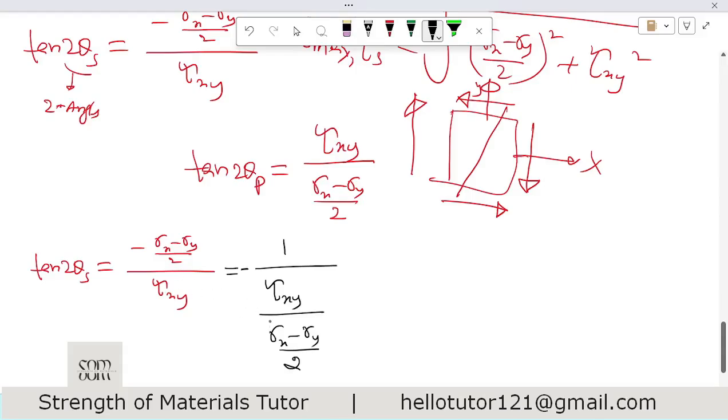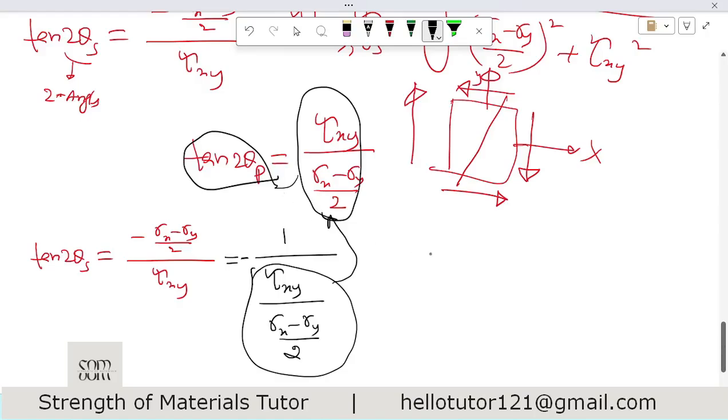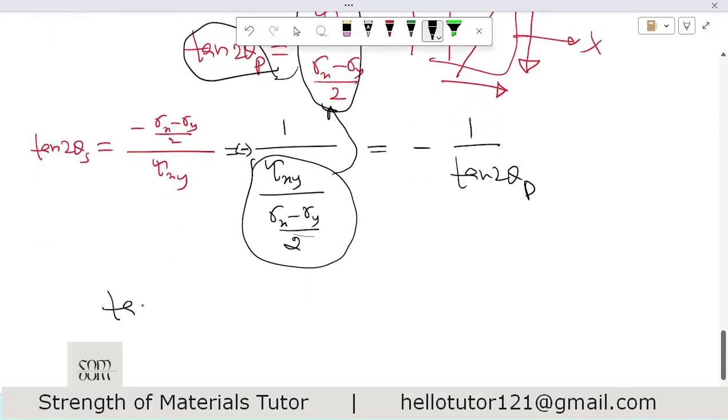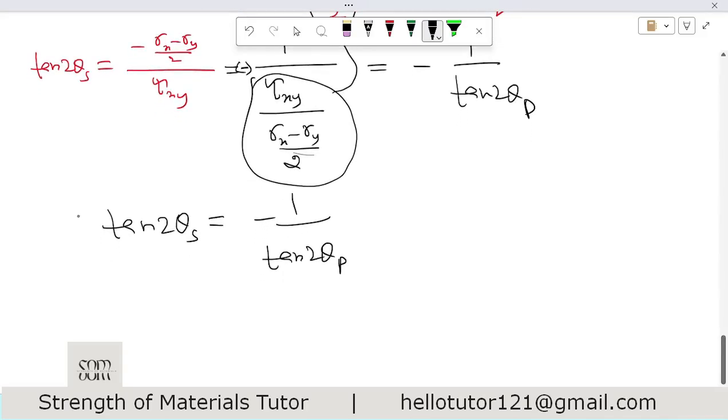So we can rearrange this and write it. If you see this thing, it is this, and this thing is equal to this. So we can write tan 2 theta s is negative 1 divided by tan 2 theta p. So what we have is tan 2 theta shear equal to negative 1 divided by tan 2 theta p. This is the relation between the maximum in-plane shear stress plane and the principal stress plane.